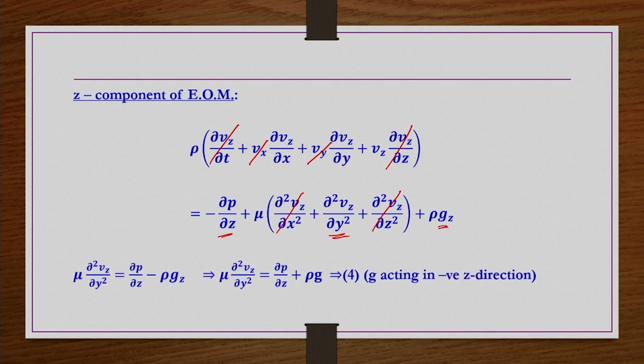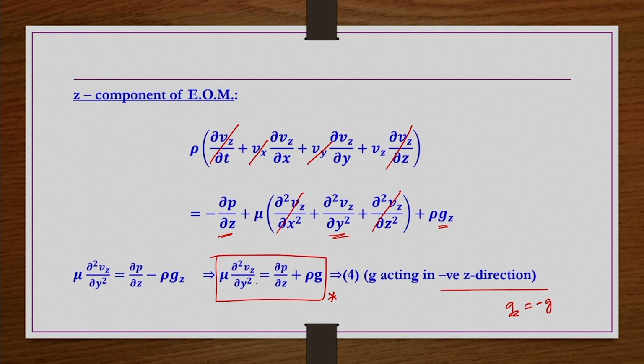Okay. So what we get: mu ∂²Vz/∂y² is equal to ∂p/∂z minus rho gz. Now, g is acting in the negative z direction, so gz is nothing but minus g. So we have this equation: mu ∂²Vz/∂y² is equal to ∂p/∂z plus rho g. Let us keep it as it is, not solving this equation as of now, because the pressure is a function of z, that is what we understand from this equation.